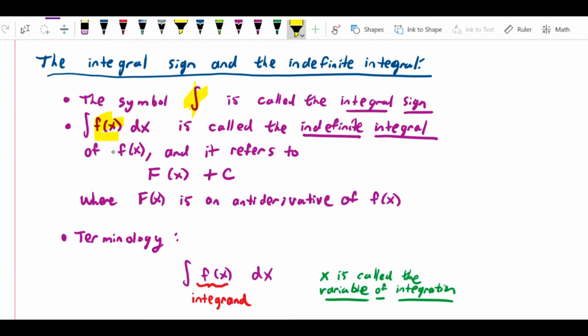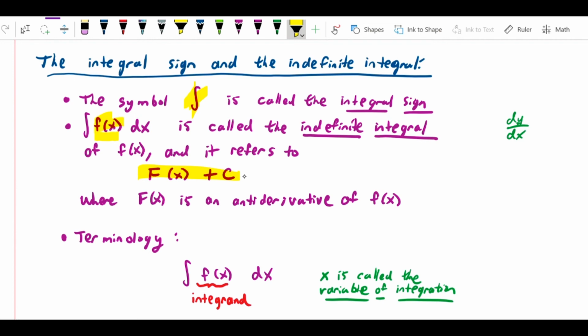This is the same dx that appears in the expression dy dx, and I won't get into right now why that belongs there. But in order to indicate that we want the indefinite integral, we write an integral sign followed by the function, followed by d, followed by a variable name. So this is called the indefinite integral of lowercase f of x, and what it refers to is the most general antiderivative of lowercase f. In other words, that capital F plus c, where of course capital F is one of the antiderivatives of f of x.